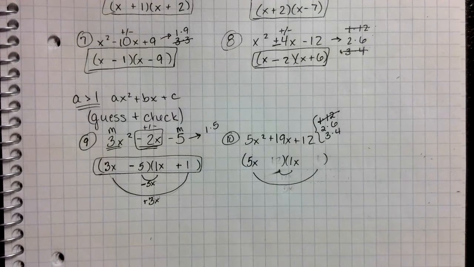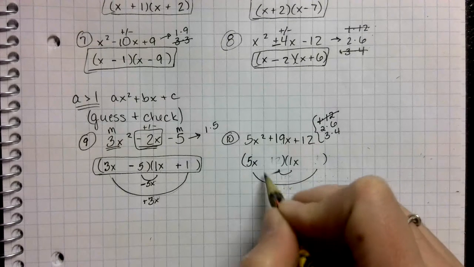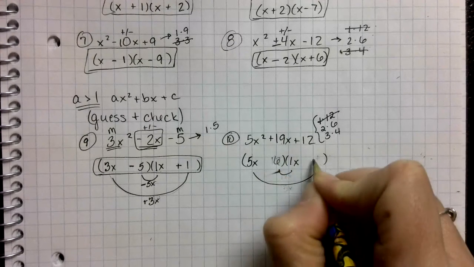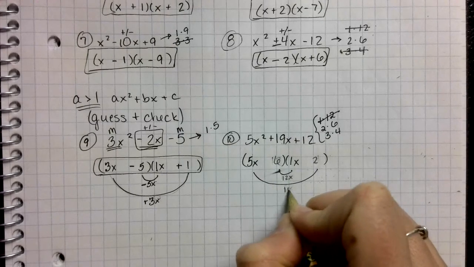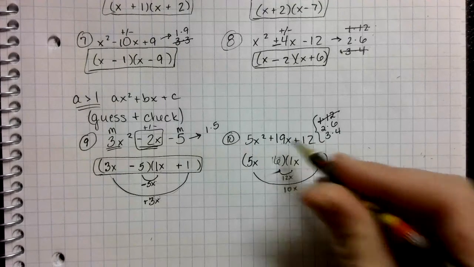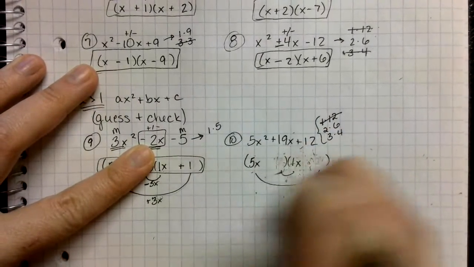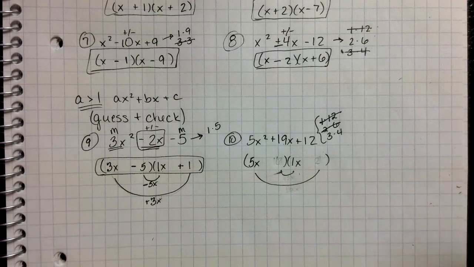Now we go to 2 and 6. Again, same logic. I'm not going to put 6 here because 6 times 5 is 30. That's too far away. So I'm going to try 6 here. So this is 12x and this is 10x. That's 22. Close, but again, not exactly what I'm looking for. So I can rule out 2 and 6. So now 3 and 4.